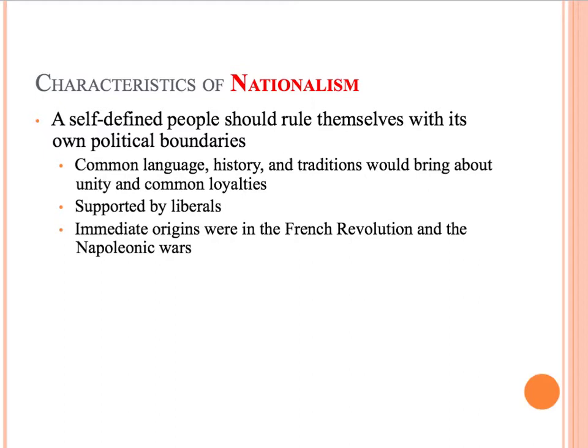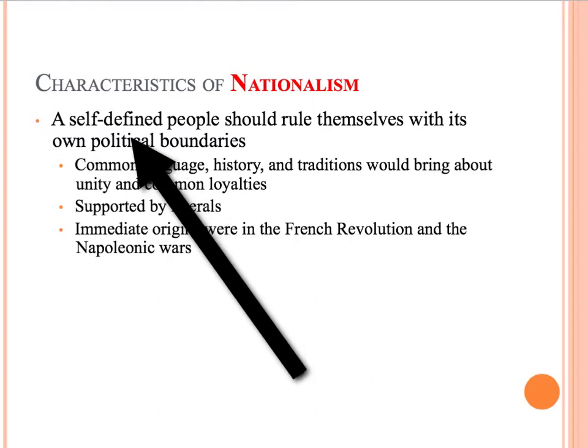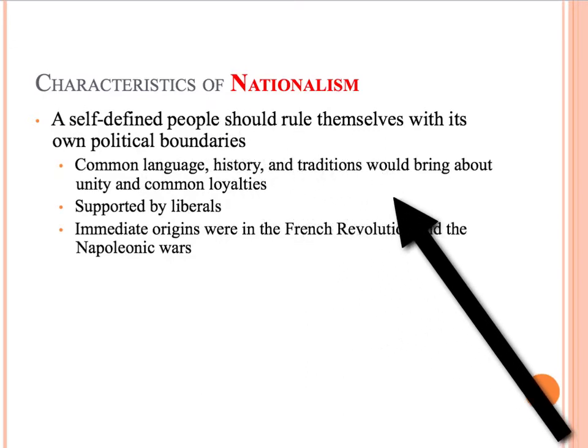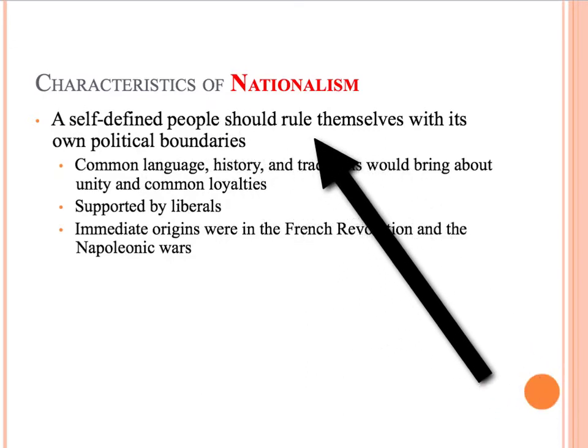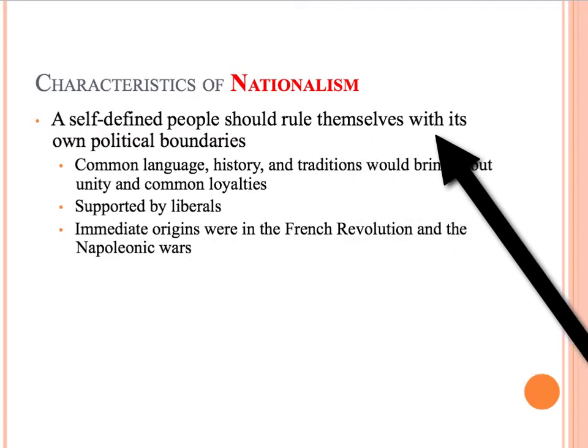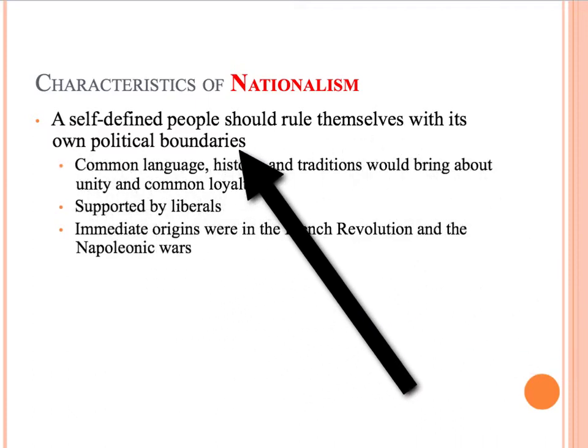Now, when we put it in the context of AP Euro, what is nationalism? The big thing you need to know with nationalism is that it is a people group that is self-defined. They are specific. Ooh, look, the arrow moves, that's so cool, I love these arrows. They should rule themselves with their own political boundaries. So a nation should rule itself.